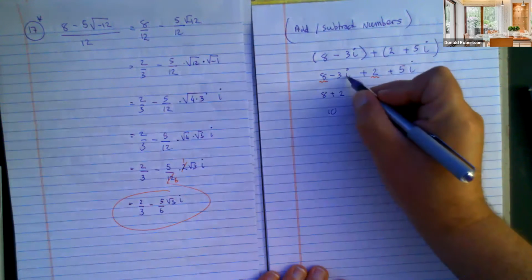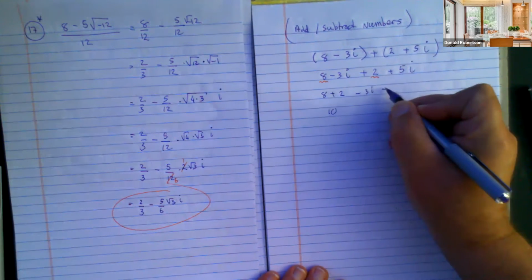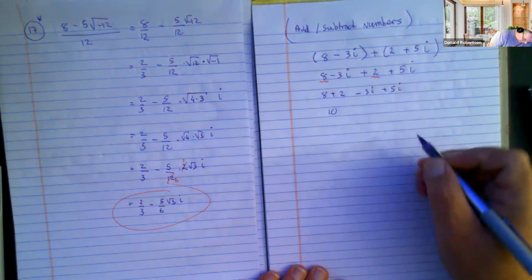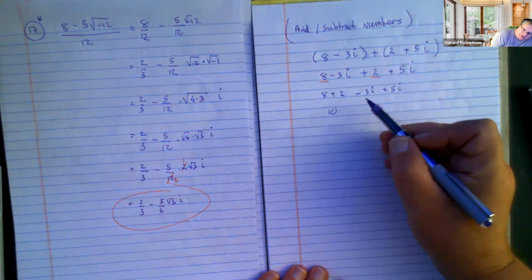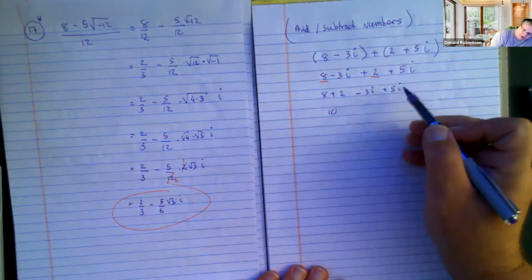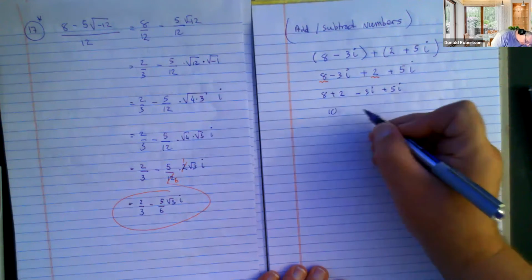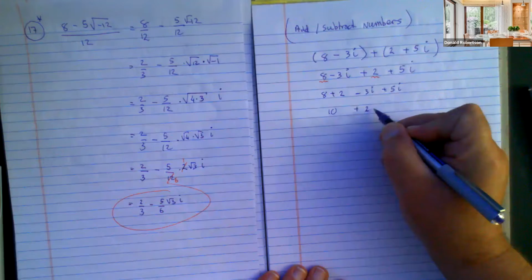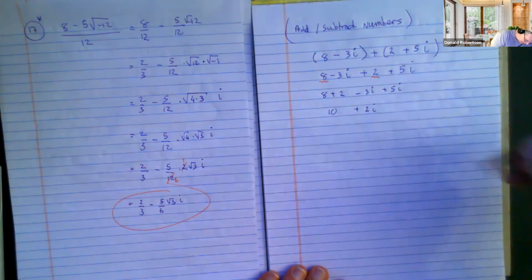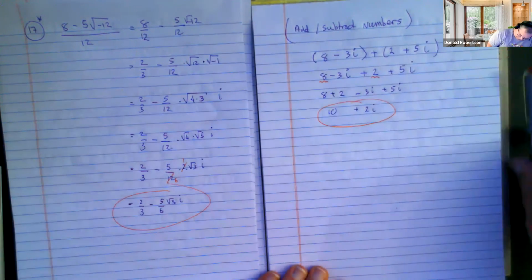And then you have negative 3i plus 5i, right? You collect those together. And think like x's. Negative 3x add 5x would get you plus 2x. Negative 3i plus 5i works in the same fashion, plus 2i. And there is your addition.